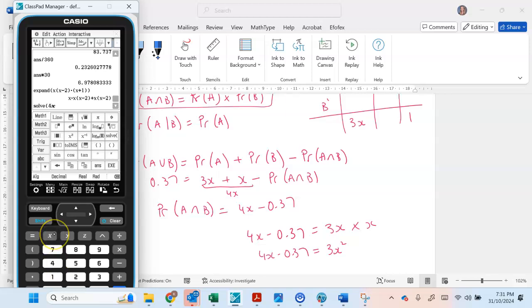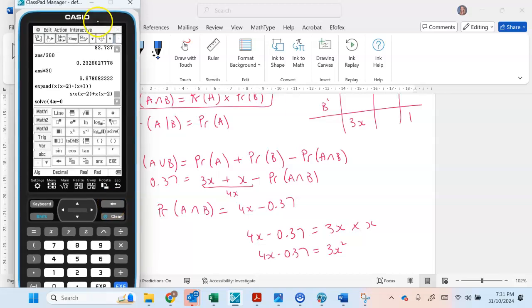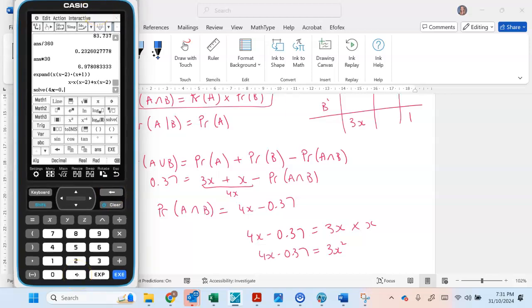So 4x minus 0.37 equals 3x squared. So 3x squared and comma x. Beautiful. I don't have it in exact mode, so let's put that in exact mode. So x is equal to either 1 on 10 or 37 over 30.